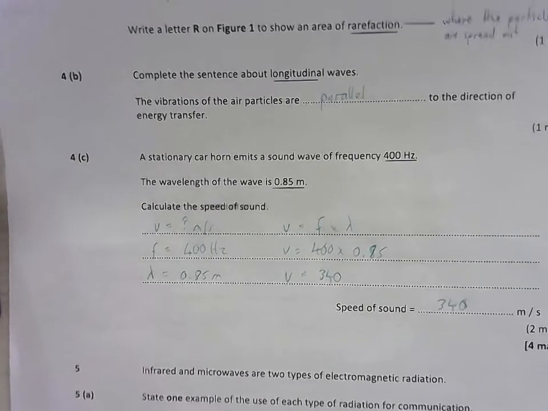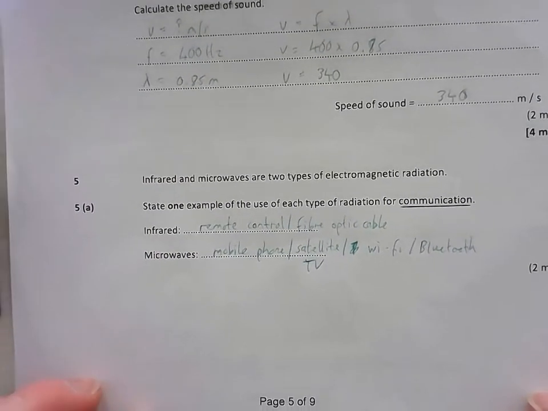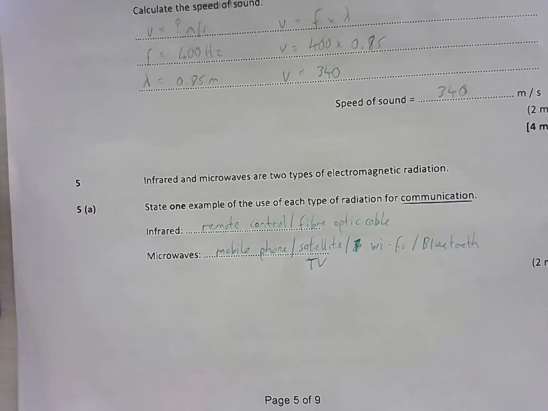Okay, on to question 5. So, infrared and microwaves are 2 types of electromagnetic radiation. State one example of the use of each type of radiation for communication. So it's got to be for communication. You can't give the other uses of infrared or microwave, only uses for communication.